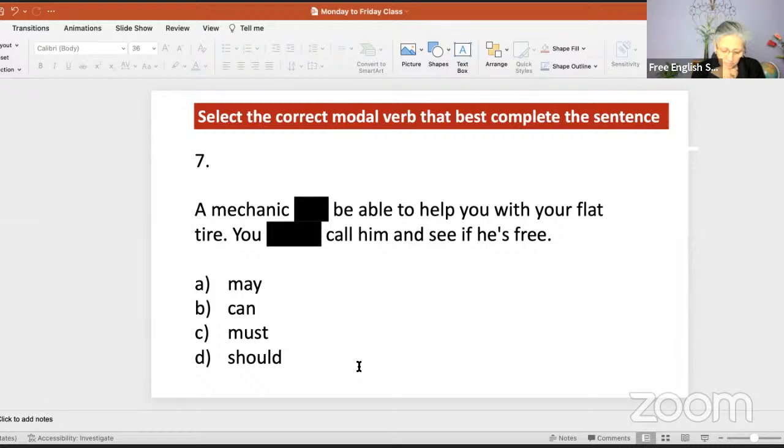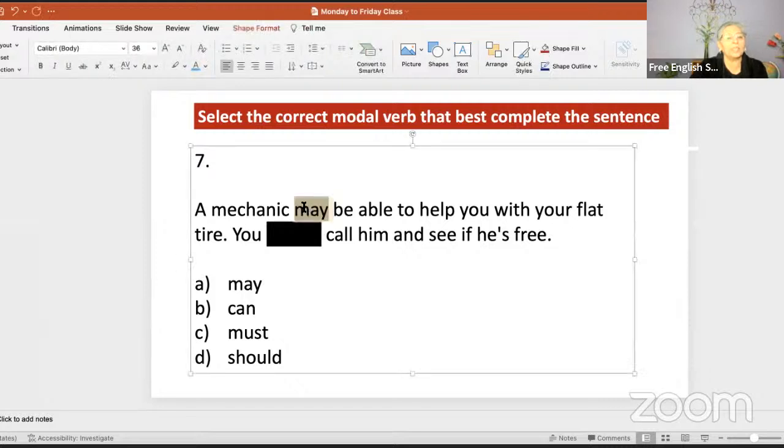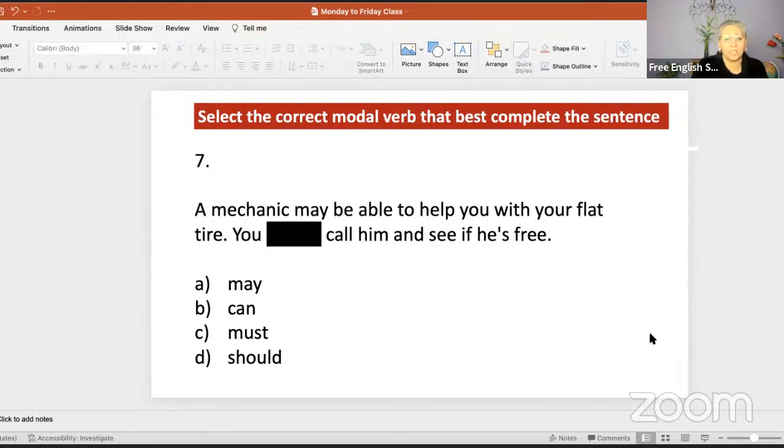Okay, so a mechanic, okay. MCQ, okay. Mitlesh, MCQ, Avinash. Okay, so let's, I'm gonna uncover the first word. Uncover. So you see that. A mechanic may be able to help you with your flat tire.